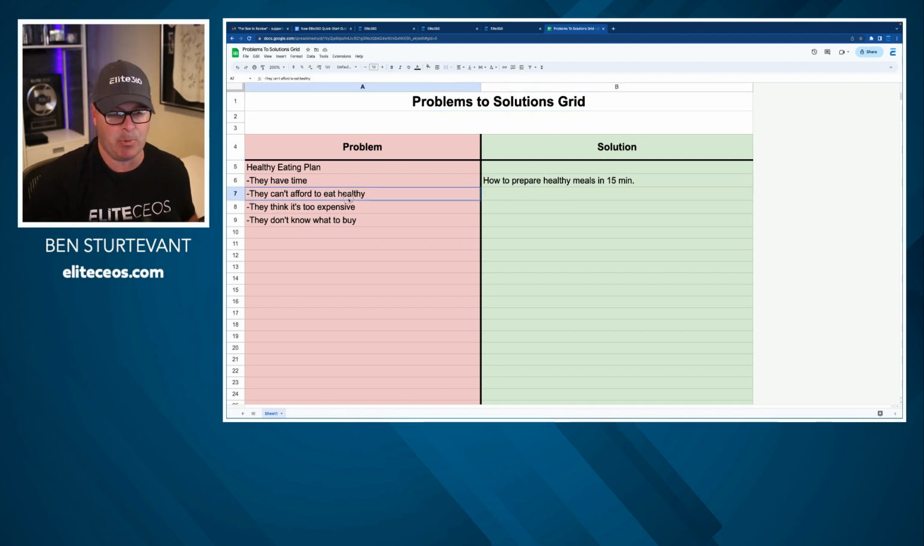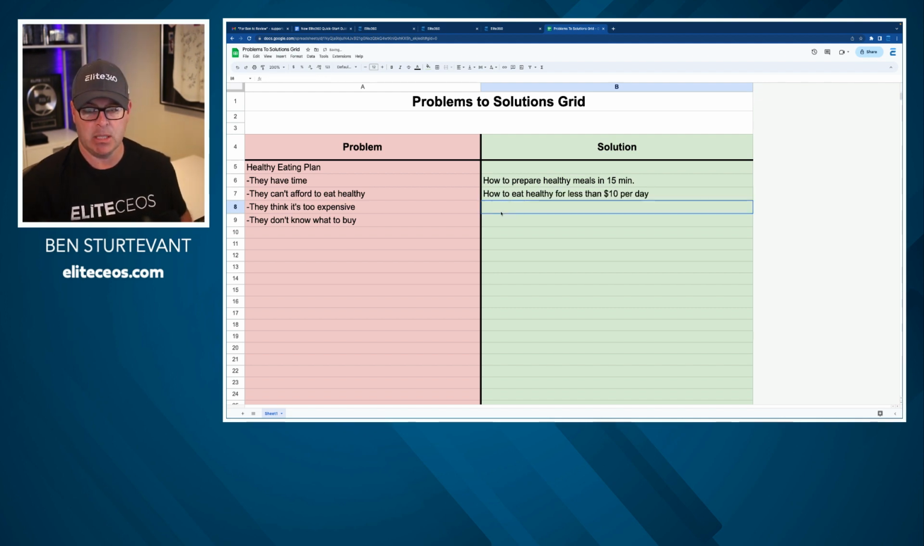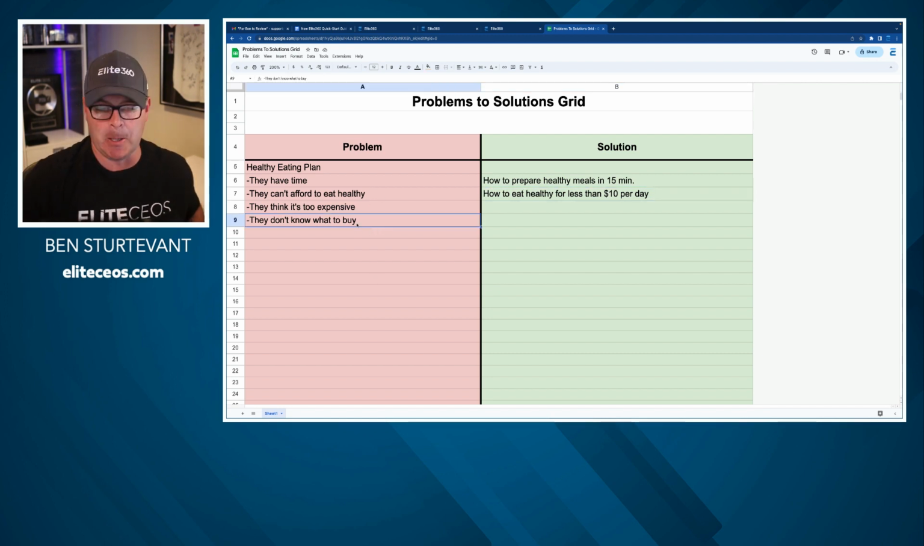So that's just an example. They can't afford to eat healthy. How to eat healthy for less than $10 per day. Something like that. Again, Facebook Live, YouTube Live, Instagram Live, turn it into a lead magnet. You can simply repurpose the content that you already have. And this can go on and on and on. And watch what we can do here, right?